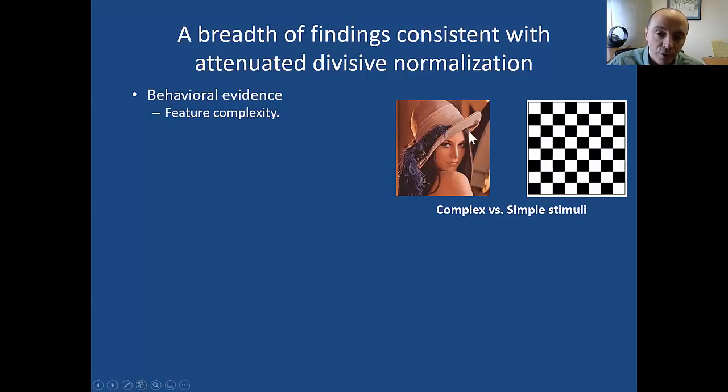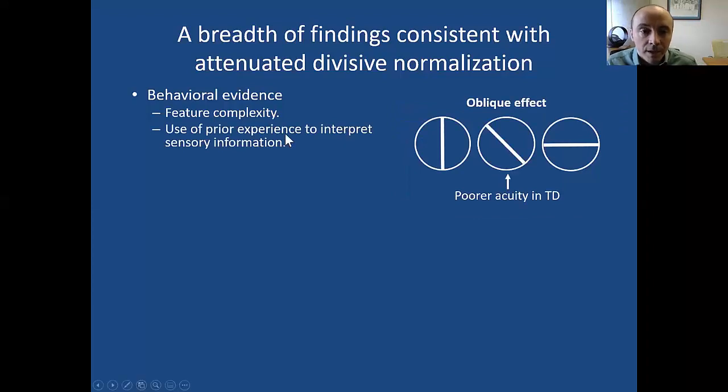And to resolve those kinds of conflicts, you need divisive normalization to do local contrast normalization. So if you have attenuated divisive normalization, you will have problems stitching the features together to get complex feature representations. The model can also account for differences in the use of prior experience to interpret current sensory information. One way we demonstrated that was with the oblique effect.